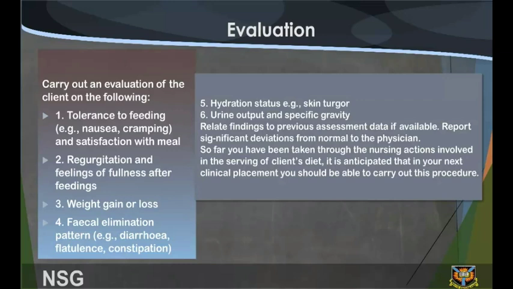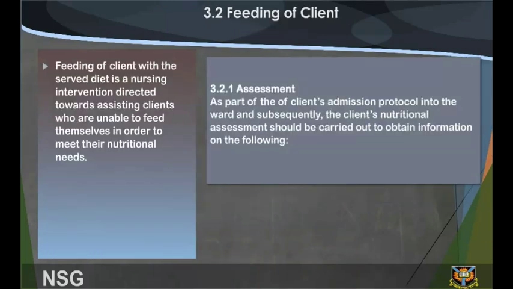Relate findings to previous assessment data if available. Report significant deviations from normal to the physician. So far you have been taken through the nursing actions involved in the serving of client's food. It is anticipated that in your next clinical placement, you should be able to carry out this procedure. Feeding of client. Feeding of client with a served diet is a nursing intervention directed towards assisting clients who are unable to feed themselves in order to meet their nutritional needs.